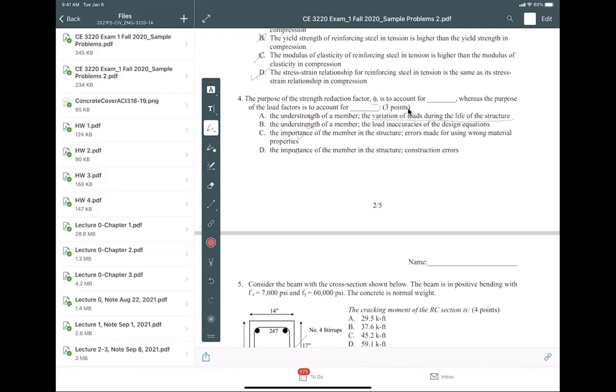Variation of load during the life of the structure. So for that, you can select A. Okay, select A. So A is the correct answer. B and C and D are not right.